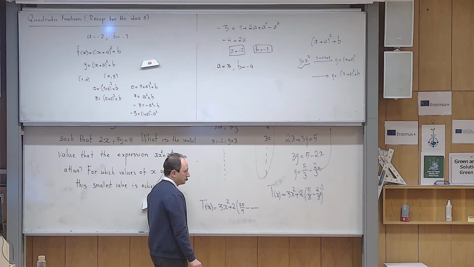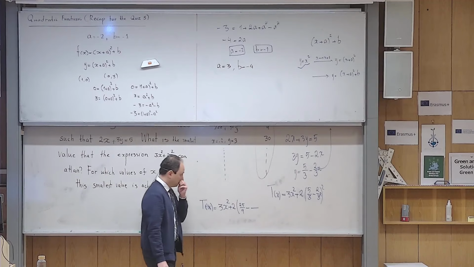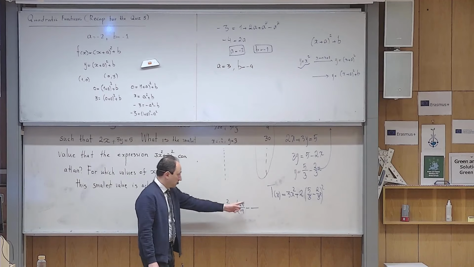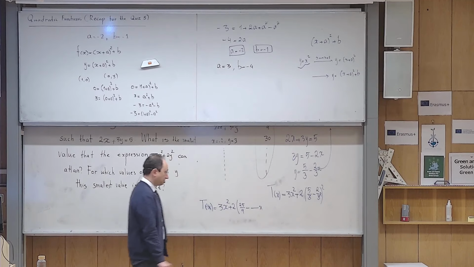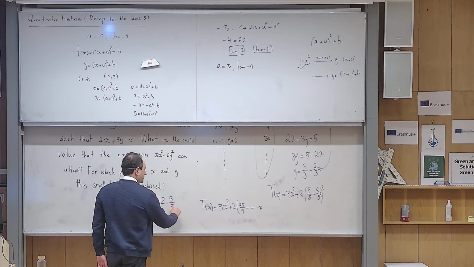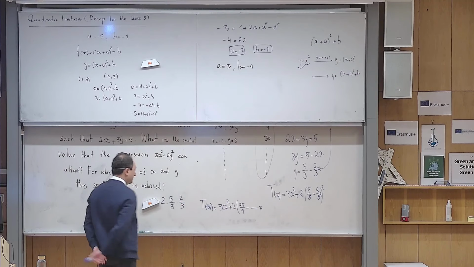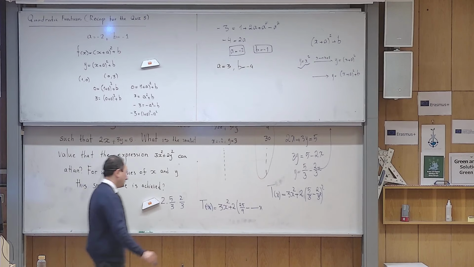What? No, 2 times the first one times the second one. So what number should I put here? I put the x1 here. What number should I put here? 2 times, you are killing me. 2 times 5 over 3 times 2 over 3. You cannot calculate this in your head? 20 over 3. Yes, 20 over 3.